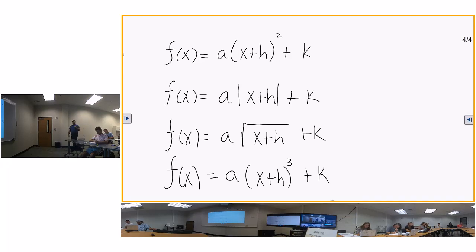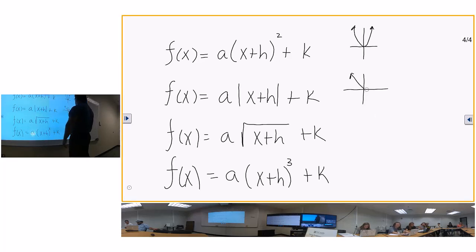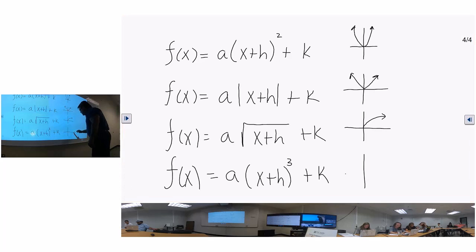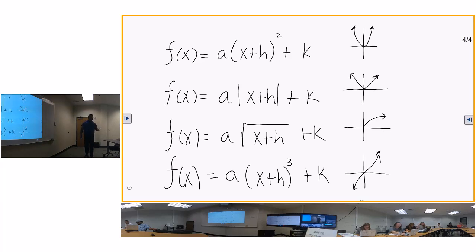So now you know what each one of them looks like, because one's got a square, one's got an absolute value, the other one's got a square root, and the other one's got a cube. So you say, okay, this one is a parabola. This is what you should be thinking when you see these. The absolute value looks like that. The square root is the curve that goes to the right. This one is a cube, so it looks like that. That's what you should be saying in your head because you know the parent graphs.